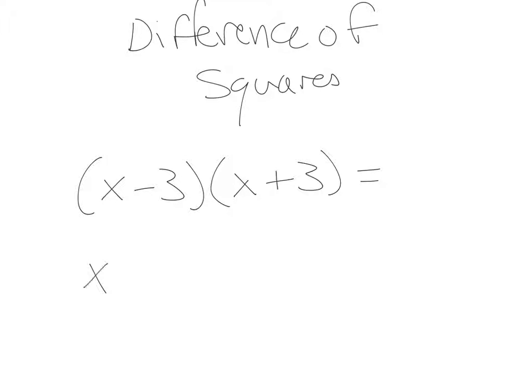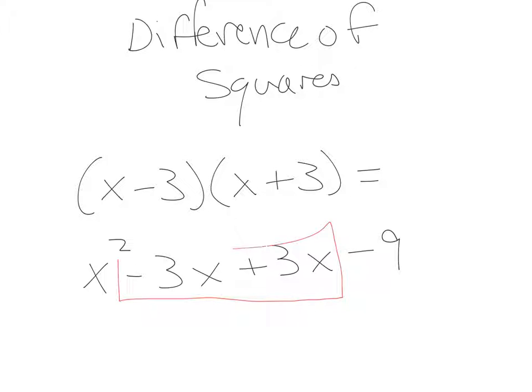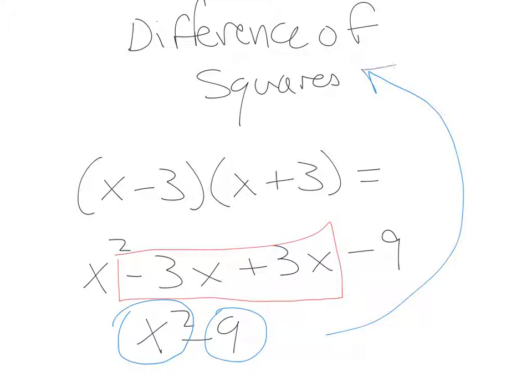When we FOIL these, we end up with x squared minus 3x plus 3x minus 9. The reason this is a unique case is because of what's happening here in the middle. Here in the middle, you end up with opposite terms, 3x and negative 3x. They'll cancel out. So when we simplify this, we end up with x squared minus 9. And notice what we have. X squared is a perfect square, 9 is a perfect square, and they're being subtracted. Therefore, we have the difference of two squares, meaning the subtraction of two perfect squares, x squared minus 9.